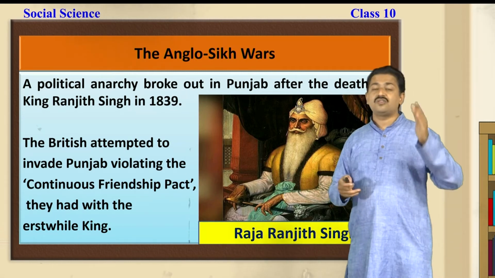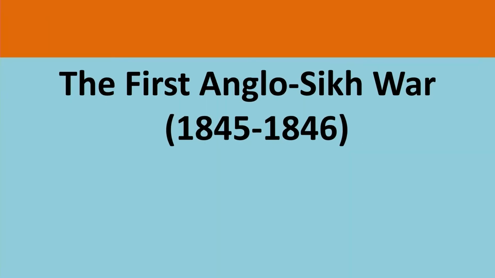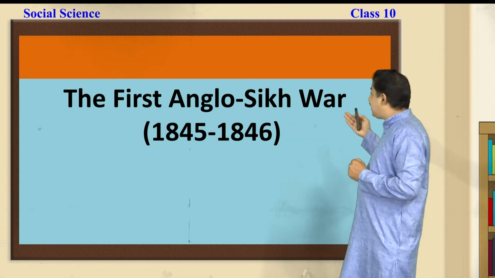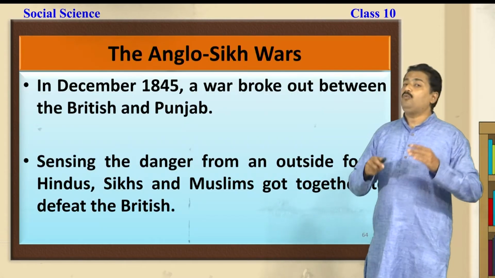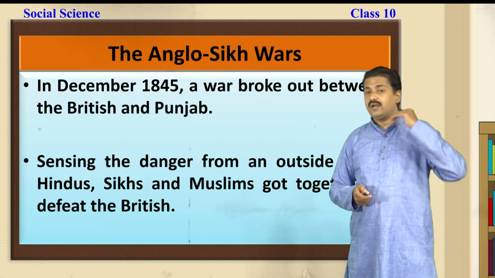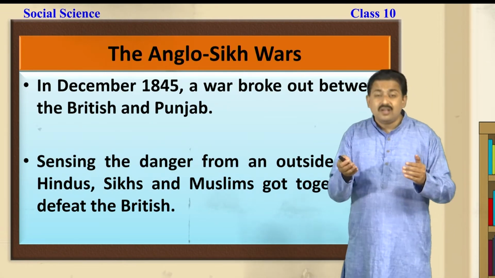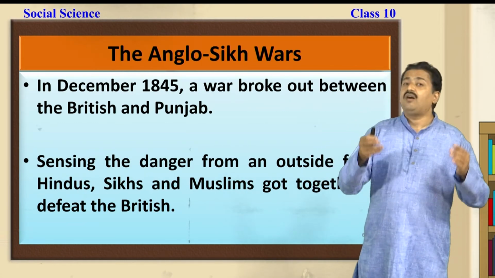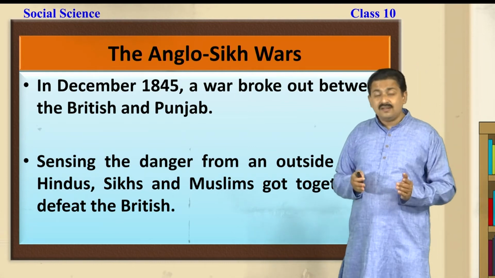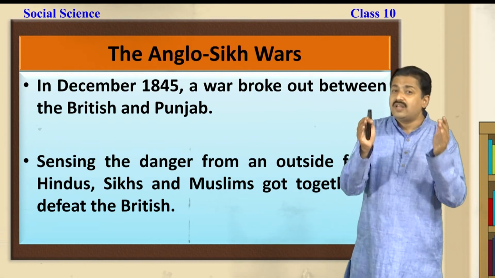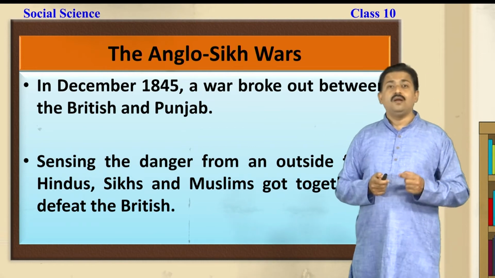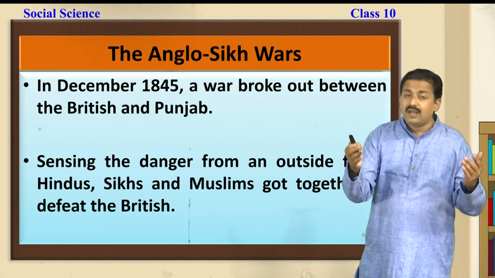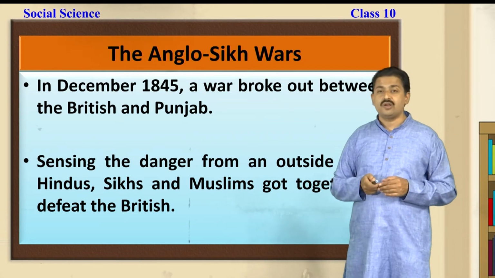Now, let us discuss the first Anglo-Sikh war. The first Anglo-Sikh war started in the year 1845 and ended in 1846. What was the reason for this? Dear students, I tell you, Raja Ranjit Singh's wife Jindan was the caretaker or regent of the kingdom. Her son Raja Dulip Singh was taking care of the administration. And there was a prime minister called Lal Singh who was also in charge of administration.